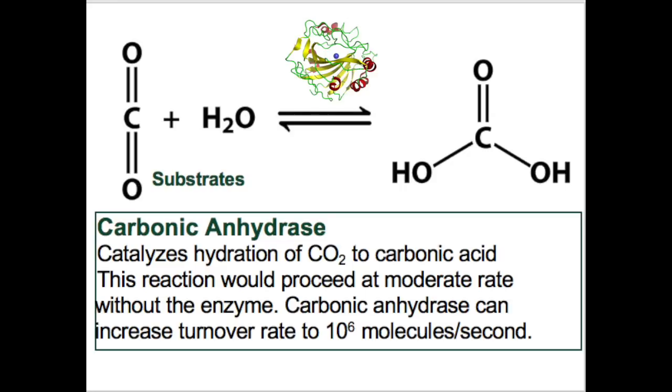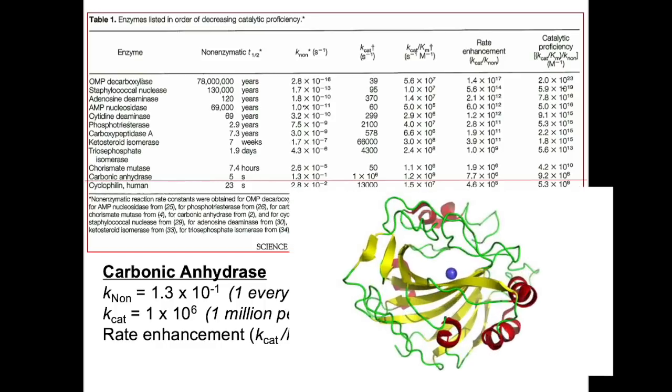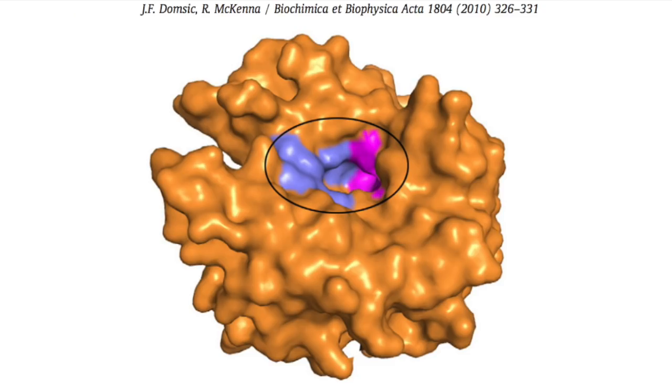This reaction would proceed pretty fast without the enzyme. However, carbonic anhydrase can increase the turnover to 10 to the 6 molecules per second. That's 1,000,000 molecules of carbonic acid per second. That is pretty remarkable. Here we see a model of carbonic anhydrase in surface diagram.